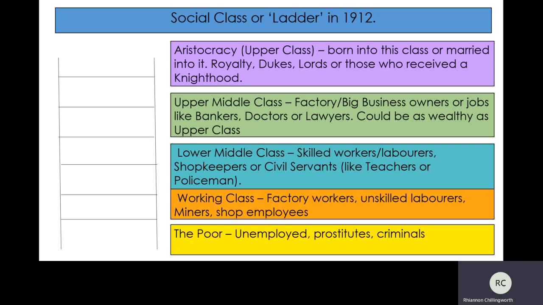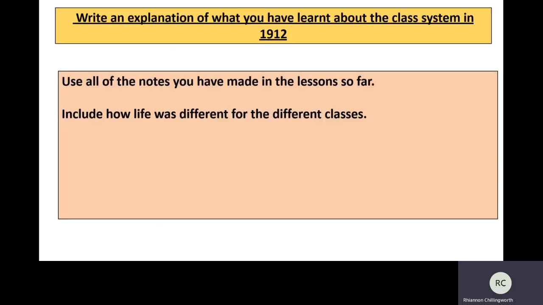The video that you've just watched should give you an idea about what life was like for those different examples of the class. So you may well want to pause the video and just get this slide written down. What I'd like you to do is write an explanation for your own notes, your own revision. Write an explanation of what you have learned about the class system in 1912. So use all of the notes that you've made in the lessons so far, and in your explanation include how life was different for each of the different classes.